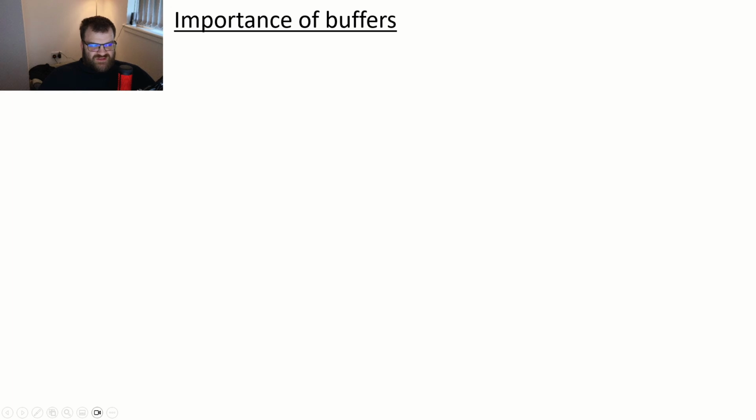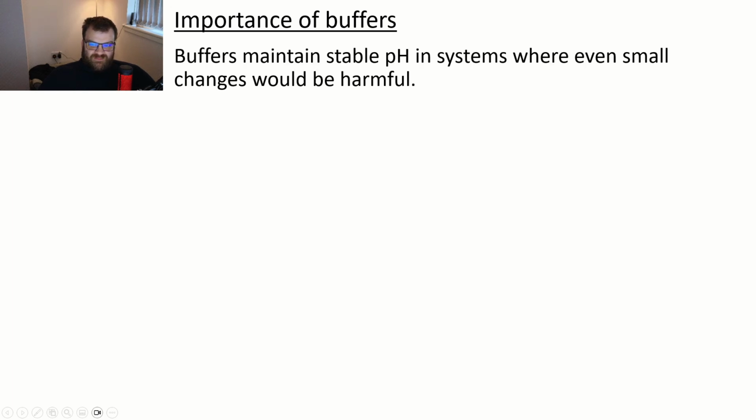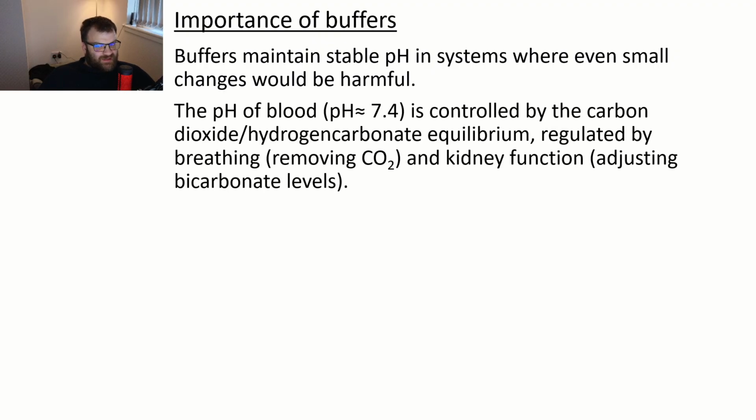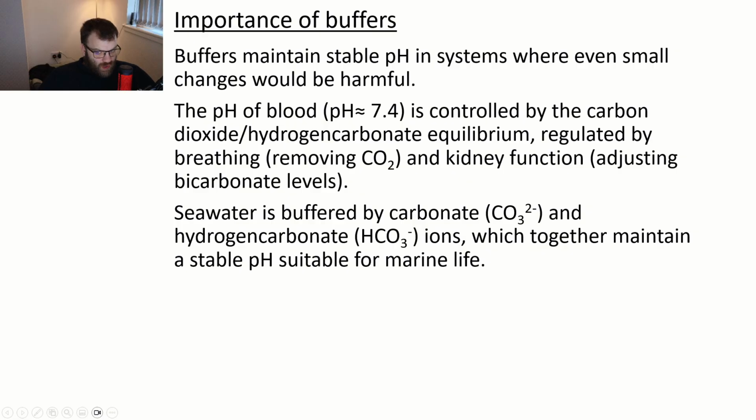The importance of buffers is they maintain stable pH in systems where small changes could be very harmful. Things like the blood's pH, which is approximately 7.4. This is controlled by the carbon dioxide and hydrogen carbonate equilibrium. This is when breathing out carbon dioxide, and then also the kidneys are involved in dealing with that as well. In seawater, there are chemicals that are able to take in any excess hydroxide ions or hydronium ions, because a lot of the marine life need a quite tight band of pH to survive.